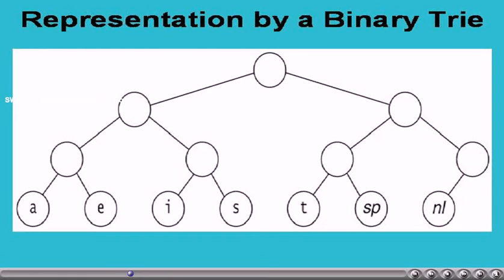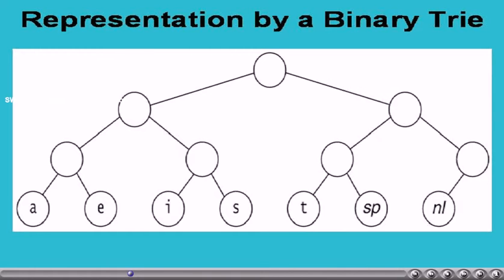This is the binary trie for the problem, where the symbols are the leaf nodes. For example, if we want to know the code of A, we traverse from the root to A. If we traverse towards left, we consider 0, otherwise 1. So from the root, if you traverse left, left, left, the code of A becomes 0, 0, 0.